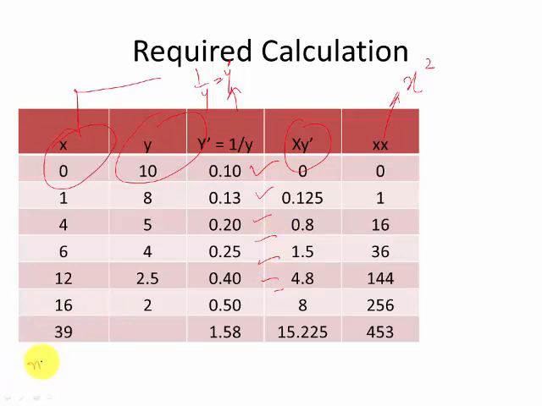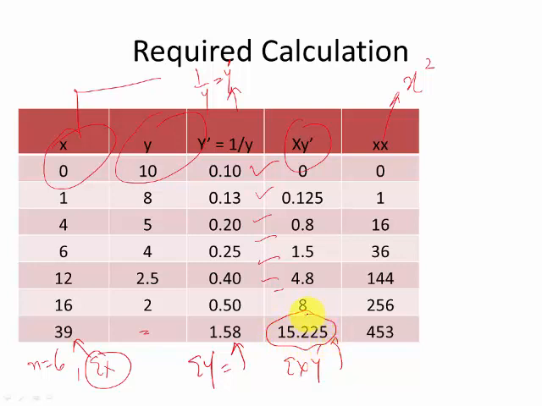So here n is 6 and sum of x is 39. Sum of y dash is 1.58 and sum of x into y dash is 15.225, and sum of x square is the final term, that is 453.